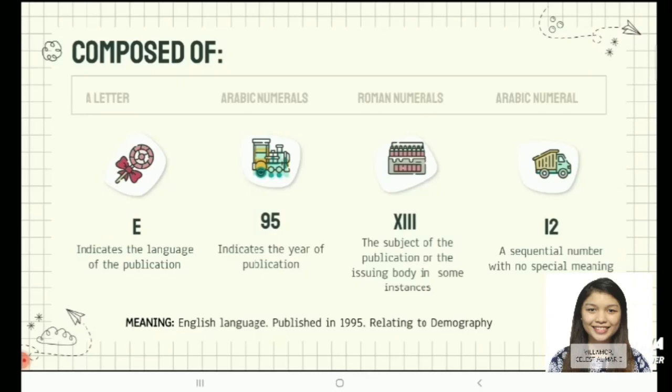So, as reflected on the screen, we have an example, E.95.XIII.2. So, E stands for language, 95 stands for the year it was published, and XIII is the symbol for its issuing body or subject, which is demography.